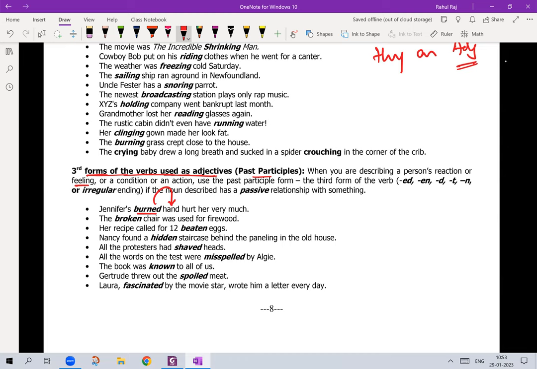The broken chair, what is broken? Adjective referring to chair. Her recipe called for 12 beaten eggs. What is bitten? Adjective referring to eggs. Nancy found a hidden staircase. What is hidden? Adjective referring to staircase. Please ensure.